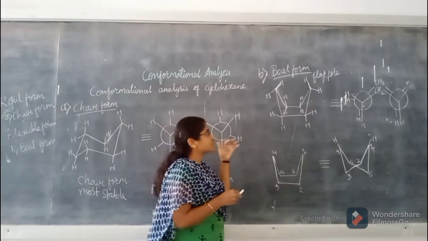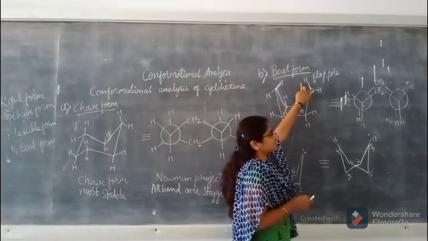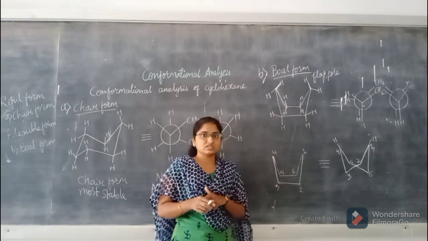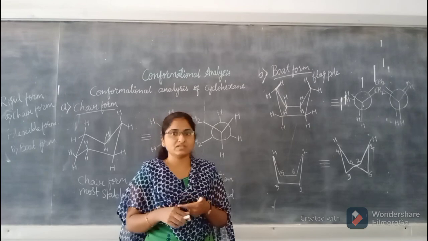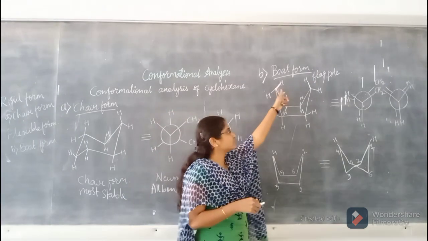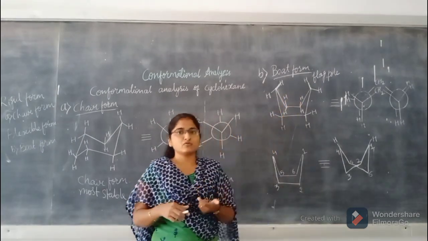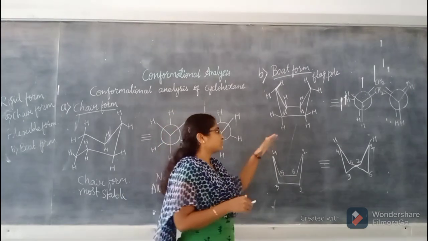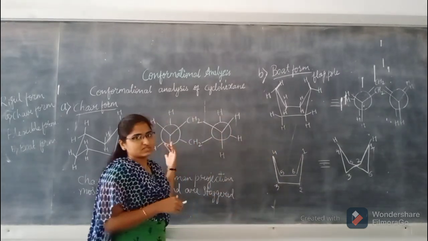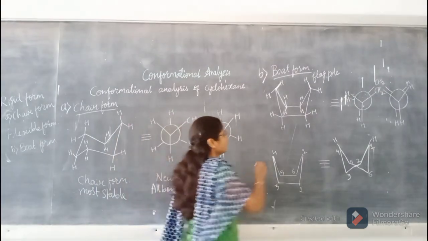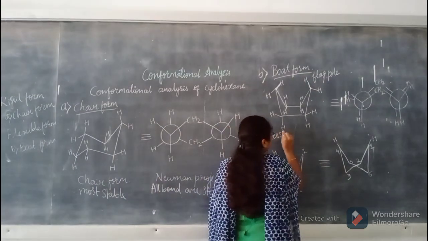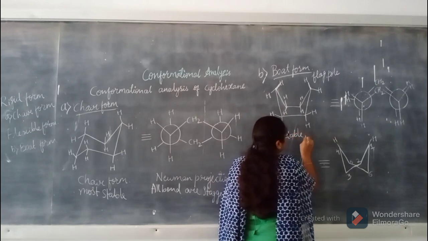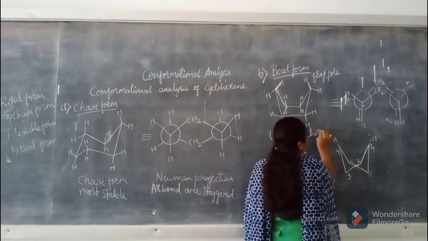Why? Because these two flagpole hydrogen atoms interfere with each other, causing more strain between the hydrogen atoms, so there is more strain in the molecule. This leads to instability for the boat form when compared to the chair form. So by this we can say the boat form is less stable, and has high energy.